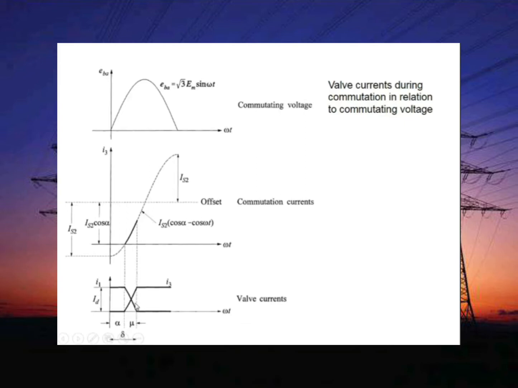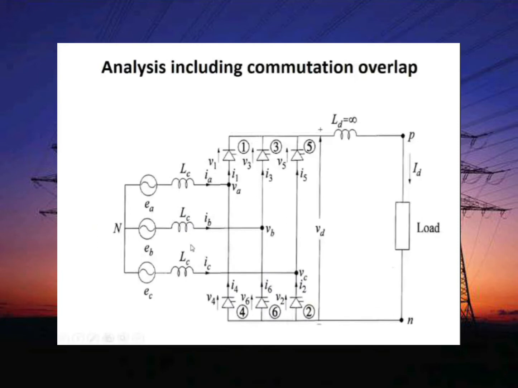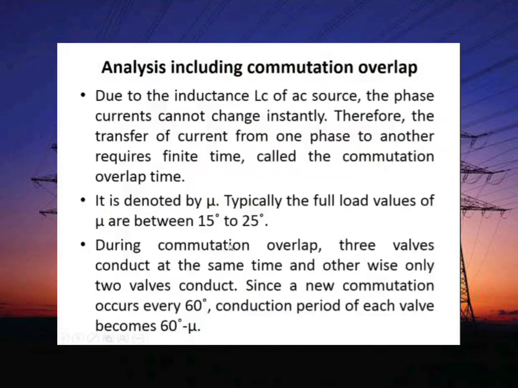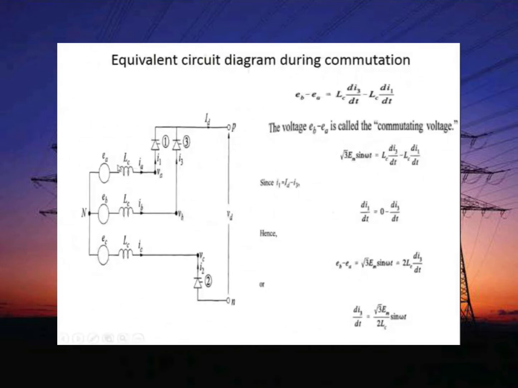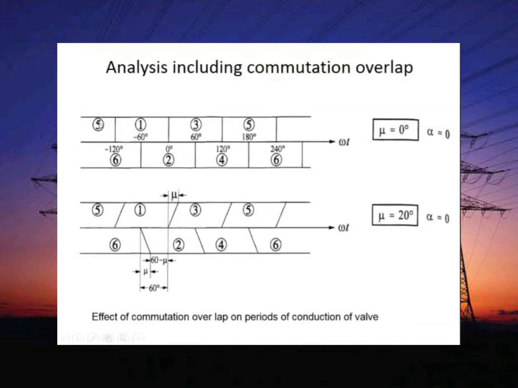During the period of commutation, valves 1, 2 and 3 are conducting. The effective converter circuit is shown in this figure here. So this is the conduction angle at mu equal to 0 and alpha equal to 0, where alpha means delay angle. So normally the valve is conducting. Now mu is equal to 20 degrees, meaning we take the overlap angle as 20 degrees and alpha equal to 0. So this time is called the overlapping time.